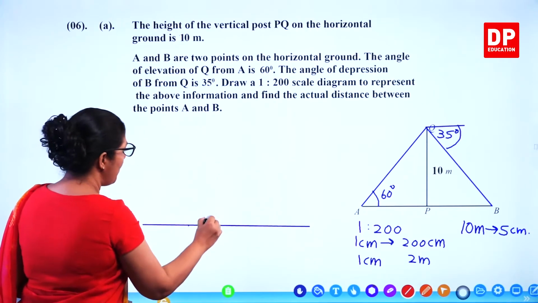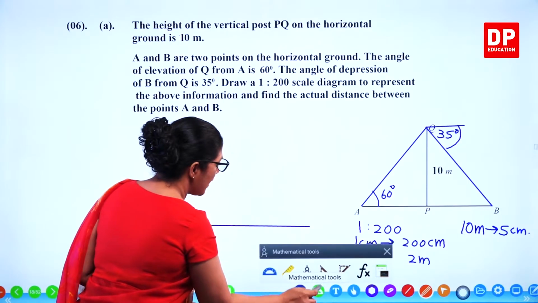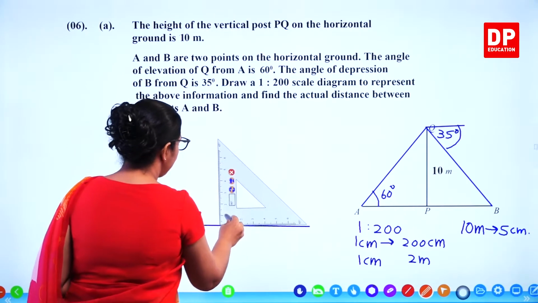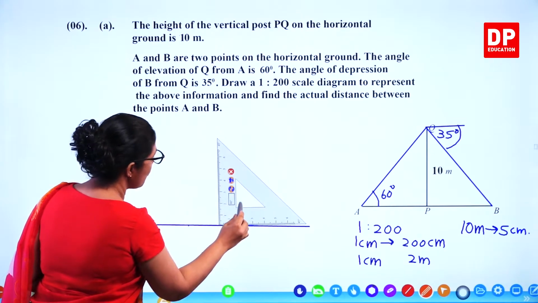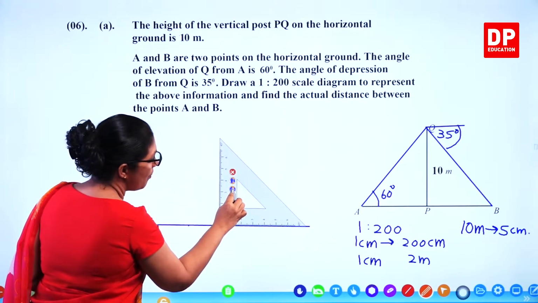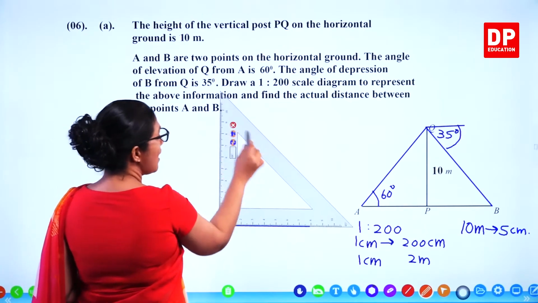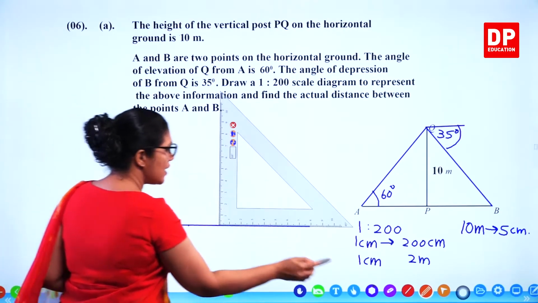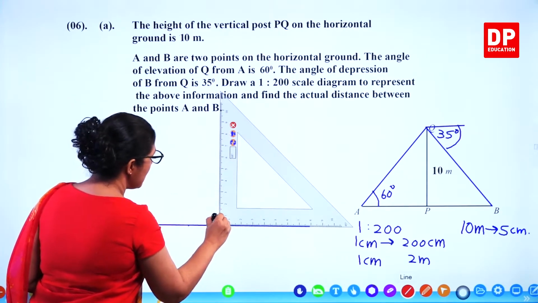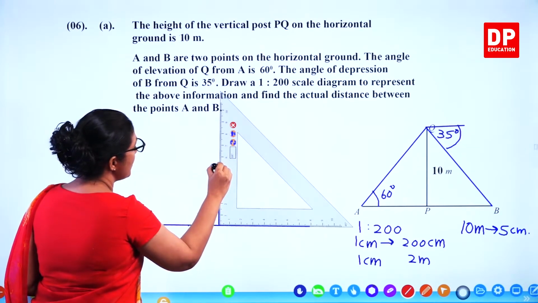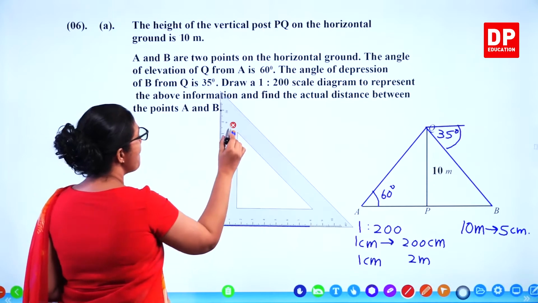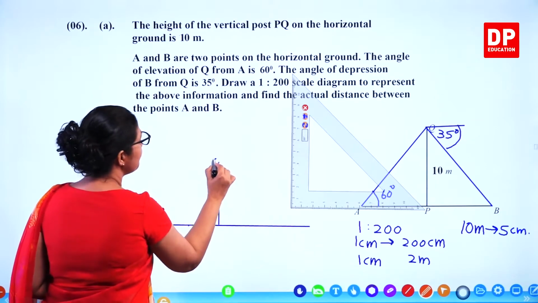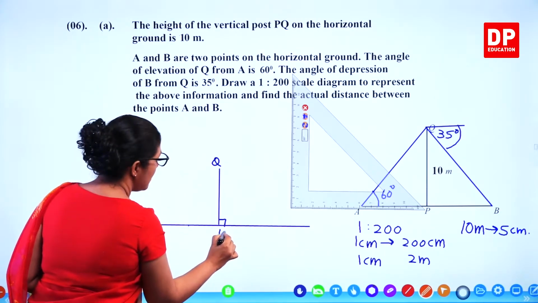And we can draw the perpendicular line. It's better to take the set square and draw the perpendicular line. So we'll draw a perpendicular line to this. What's the height? 10 meters means 5 centimeter length. So from here to here, we have to draw 5 centimeter length up to here. That's the P point now. Q point. That's Q point here. And we did perpendicular line.